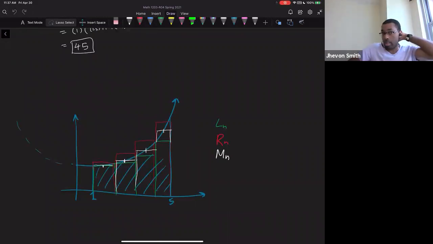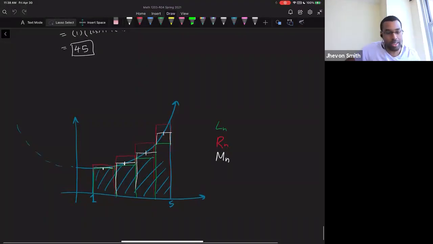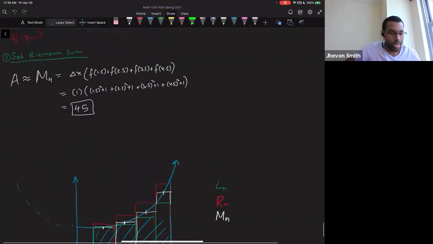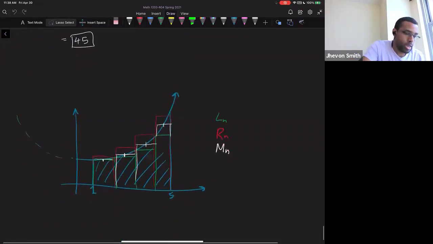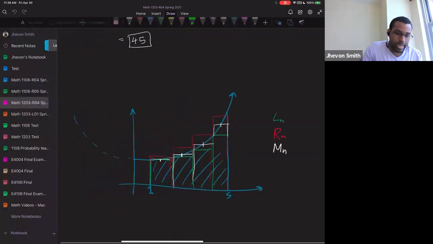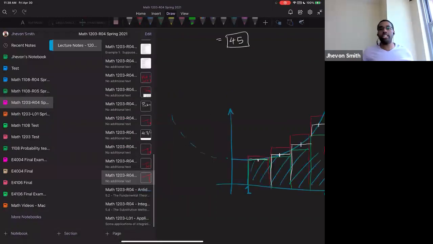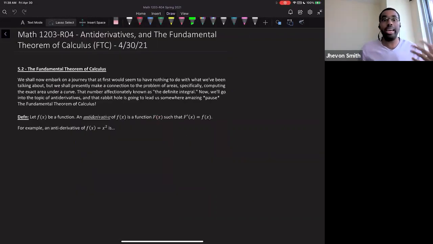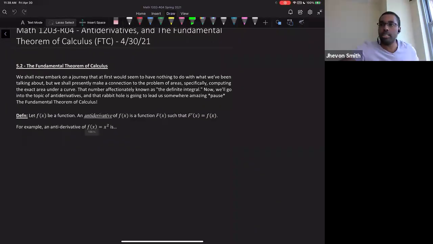We'll probably see, will we see this by the end of today? Like how to actually get the exact area under this curve and then actually compare it to all these, to see which one of these numbers was actually the closest, okay? So to get to that, to find out how to actually compute the exact area, we have to go into another section where we're going to talk about antiderivatives and the fundamental theorem of calculus. So that is where our journey begins today. This brings us into section 5.2.